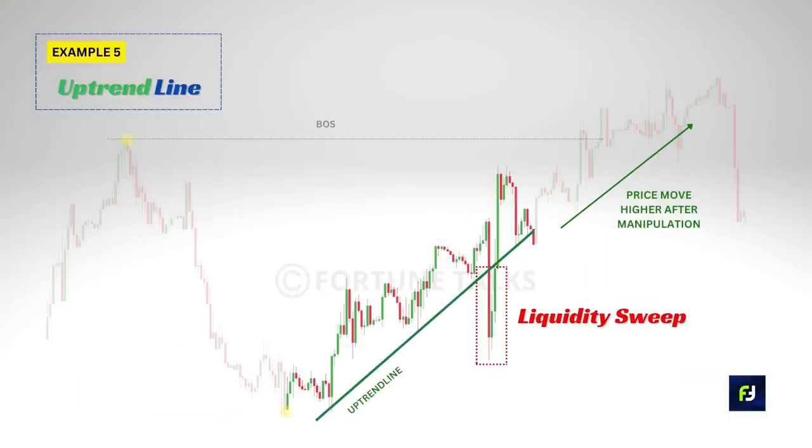Now look at this case. An internal uptrend line has formed within the major structure. From what we have learned, there are both types of orders available above and below this trend line. And look what happened here. The price broke below the trend line, thereby taking out the sell side liquidity, and then it did a sharp reversal and moved higher.